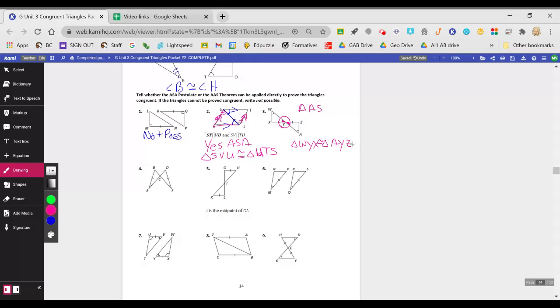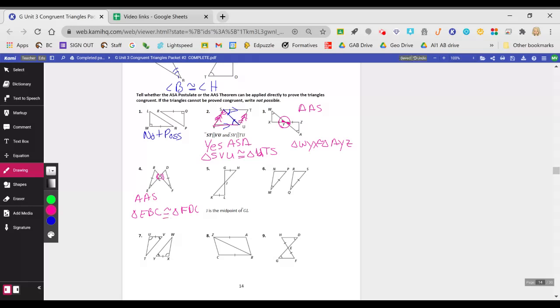Number 4, again, I have vertical angles. So that is yes by angle, angle, side. And it's triangle E goes with F, B, C, and FDC.